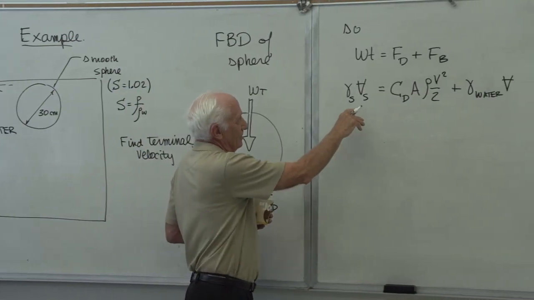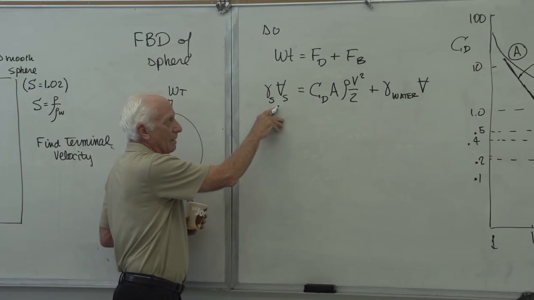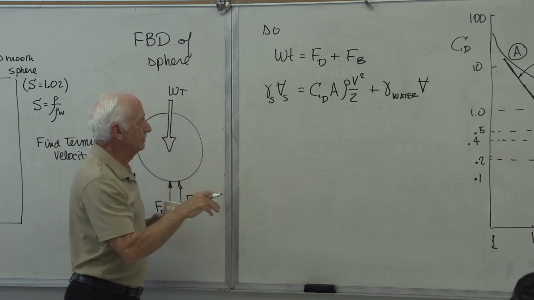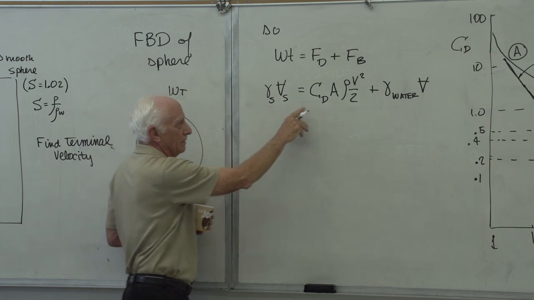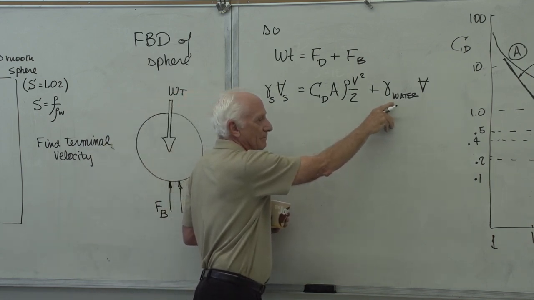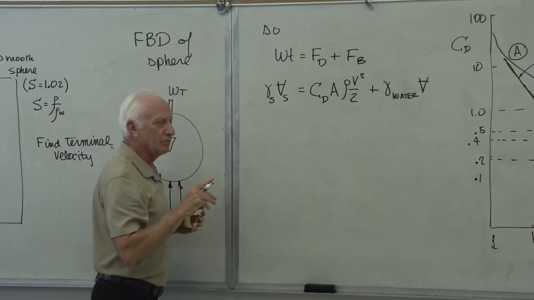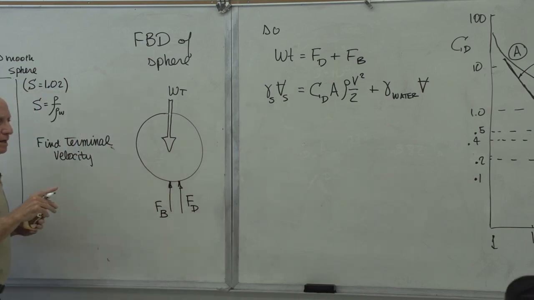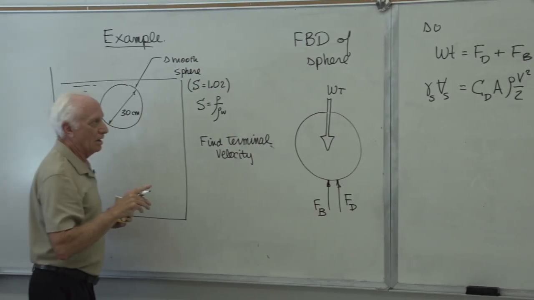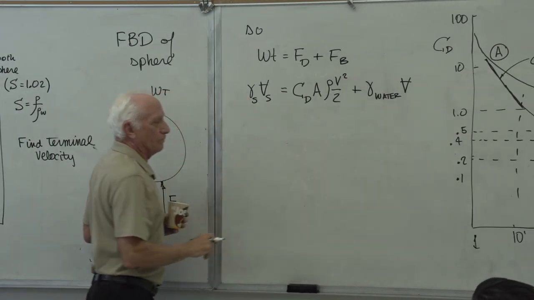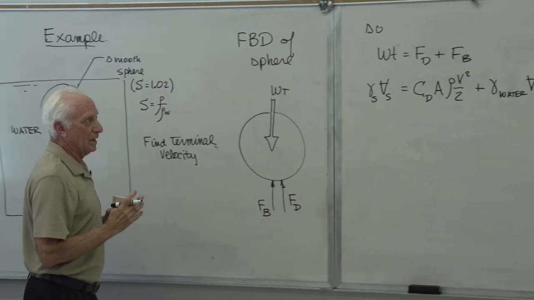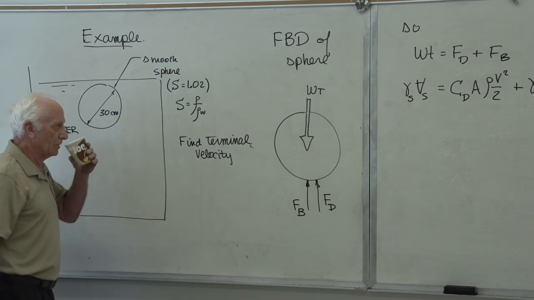Notice that the buoyant force and the weight look very similar, gamma times the volume, but they're different. For the weight, what's gamma of the sphere? For the buoyant force, what's gamma? Ask yourself, what fluid was pushed out of the way? Answer, water. Okay, gamma water. The sphere pushes that volume of fluid out of the way, creates the buoyant force.